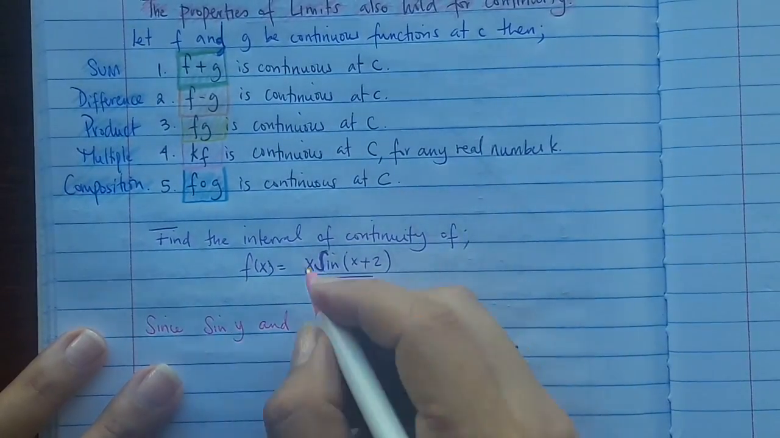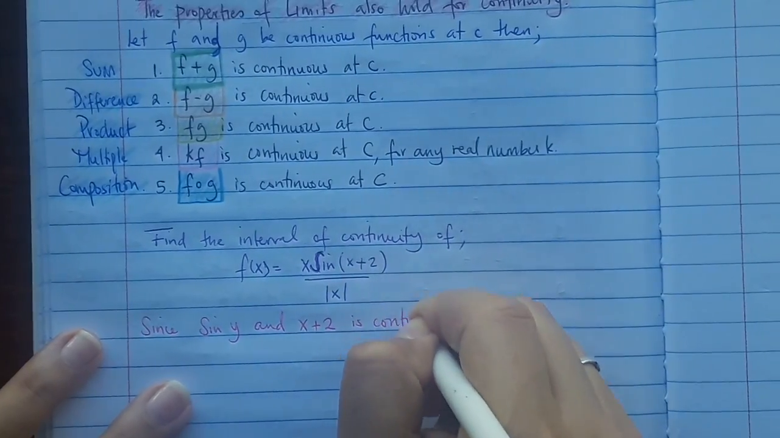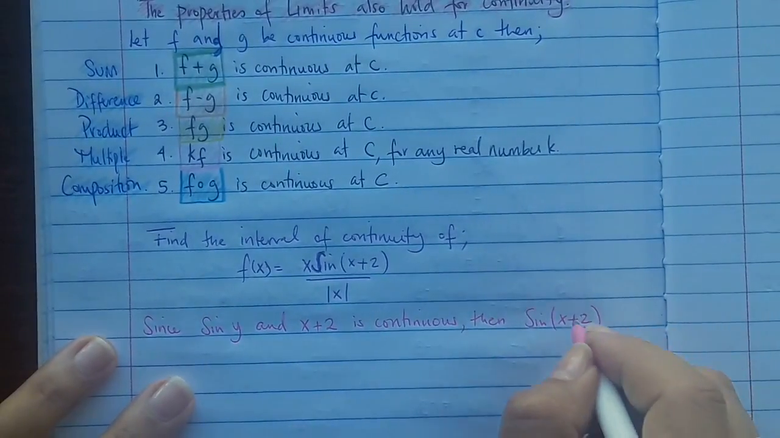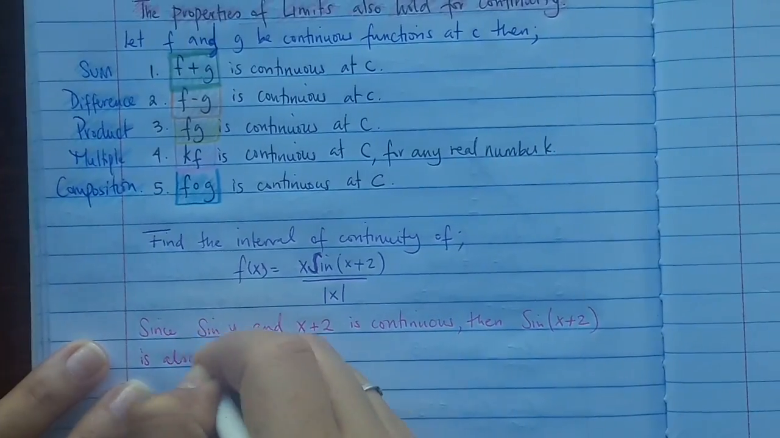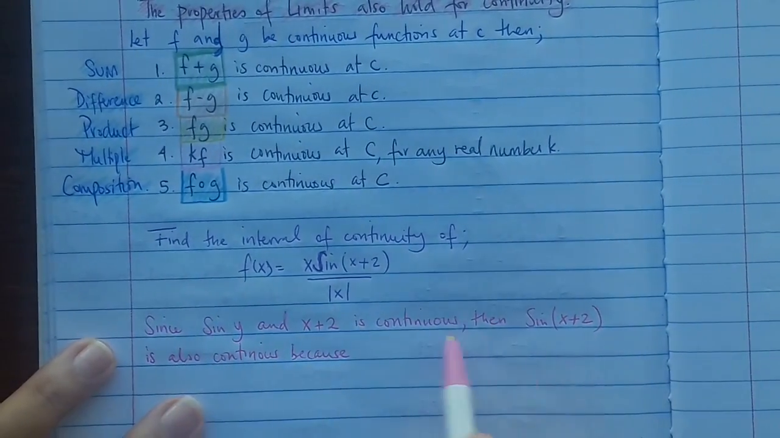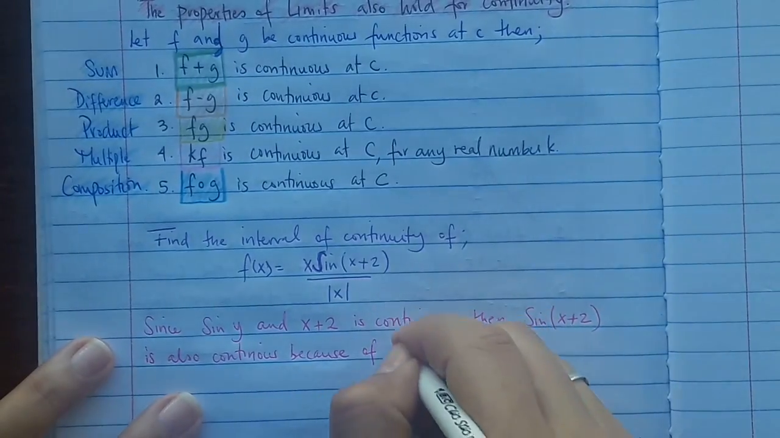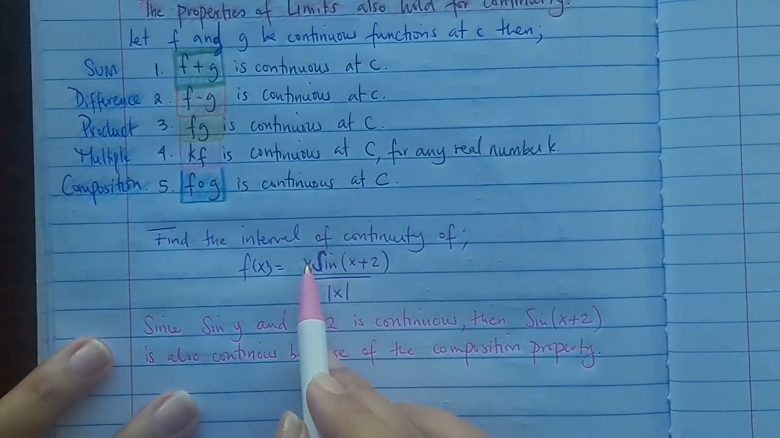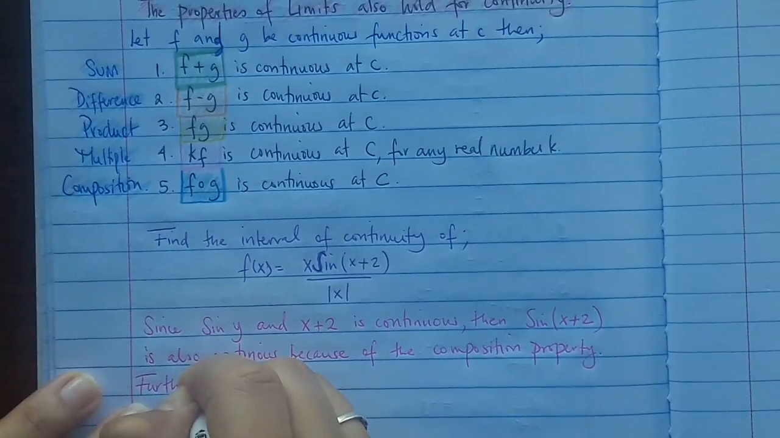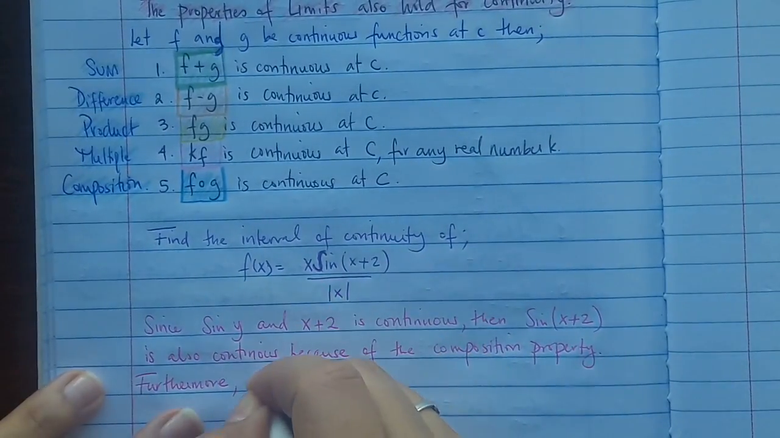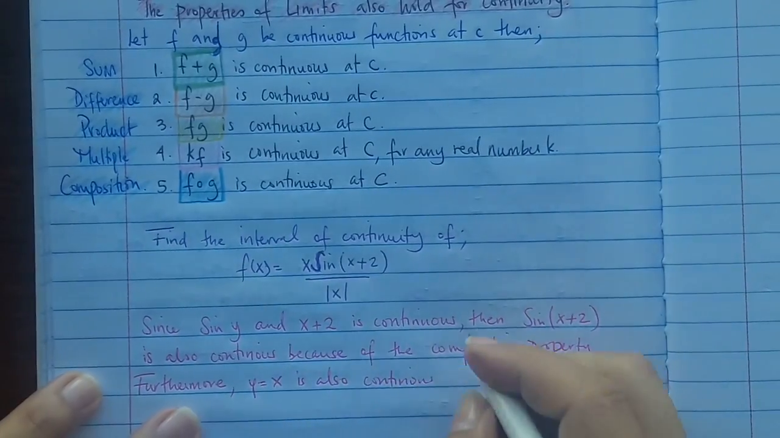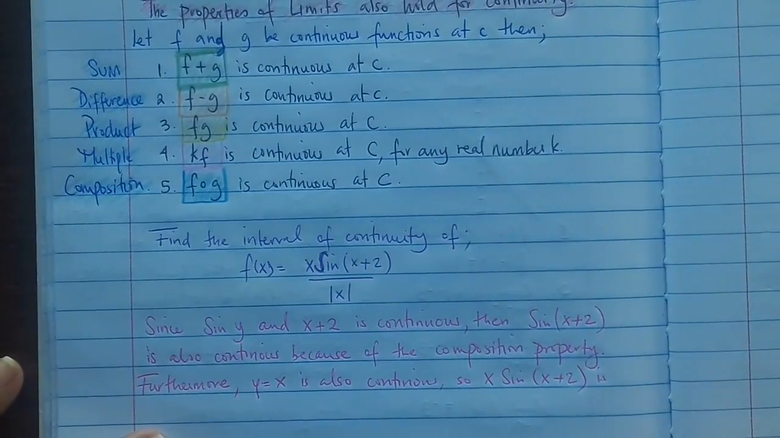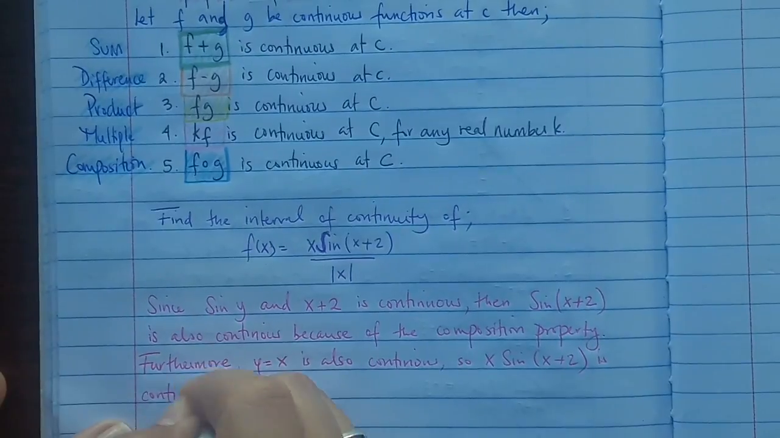Since those things are both continuous, then the combination of both of them, so sine of x plus 2, is also continuous because of the composition property. Furthermore, y equals x, we know that's a linear function, that's continuous. So when you multiply that by sine of x plus 2, which is already continuous, then the result is also continuous by the product property.